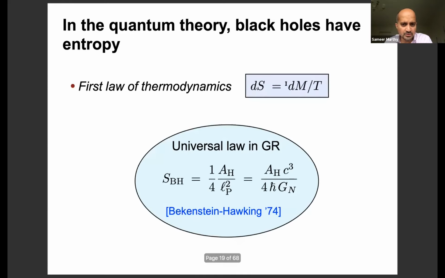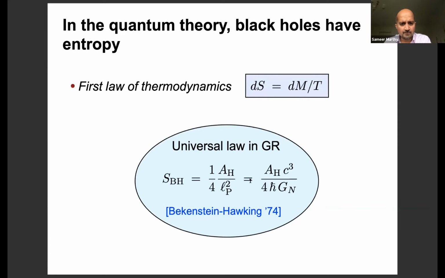Now I can put these two together, and this is the first law of thermodynamics. You know the mass, you know the temperature, so you can integrate this to calculate the entropy, and this leads you to the famous Bekenstein-Hawking entropy formula. It says that the entropy of a black hole is a quarter of the area of the event horizon of the black hole in Planck units. A very beautiful formula, including all three fundamental constants of nature. You don't have many such simple formulas.